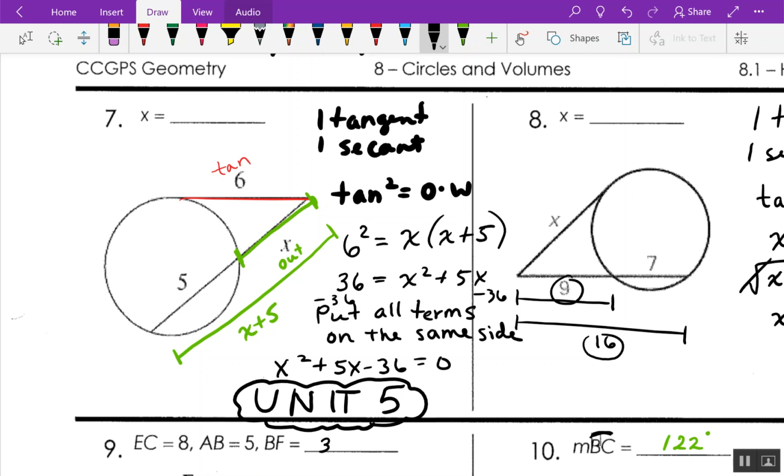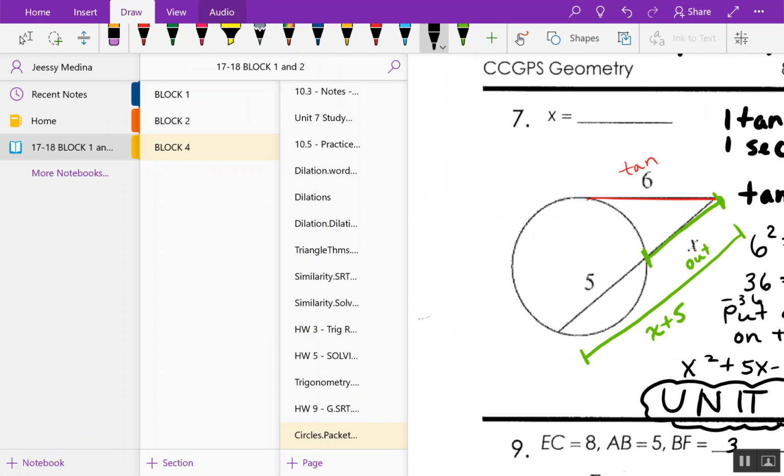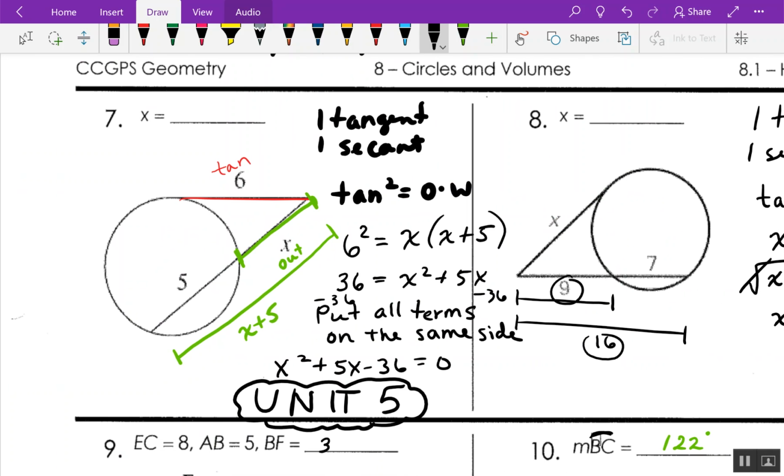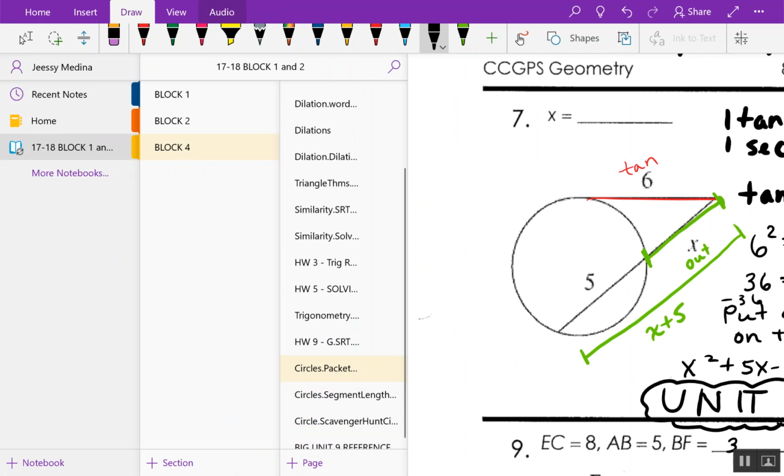All right, back to the new packet. Wait, real quick. Where we going next? You go back home. Done? Are you done? Yeah, go ahead. All right, let's see.